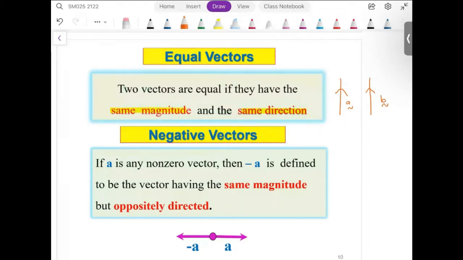Okay. After that, we have a negative vector. So for negative vector, it is the same magnitude but opposite direction. Panjang dia sama tapi direction dia terbalik. So contohnya saya tadi ada satu vector A ke atas, with the same length we have another vector but opposite direction, vector B. So for equal vector and negative vector, kena ingatlah magnitude dia mesti sama, panjang dia sama. So kalau equal, same direction. If it's negative, opposite direction.